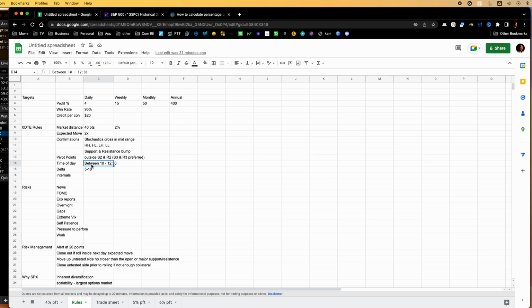Trading time. I want to trade between 10 and 12:30. Reason is theta decay. Theta decay is a thing. It's a parabolic kind of thing where it starts slower in the early part of the day and then picks up as the day goes on. So after 12:30, around 1 o'clock, theta decay is really starting to kick in and squishing our options, taking away a lot of opportunities that otherwise would have been there earlier.